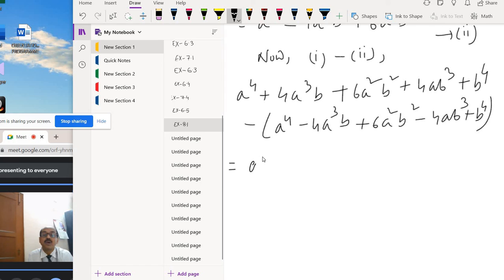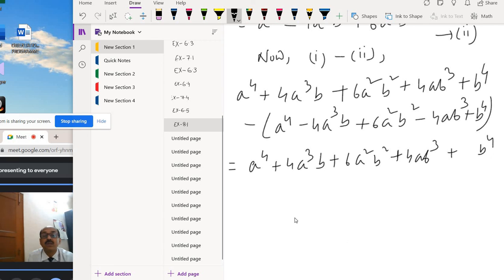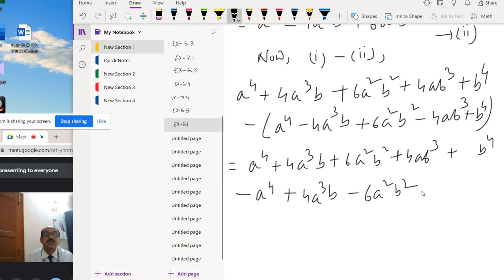Now, a to the power 4 plus 4a cube b plus 6a square b square plus 4ab cube plus b to the power 4, minus a to the power 4 plus 4a cube b minus 6a square b square plus 4ab cube minus b to the power 4.